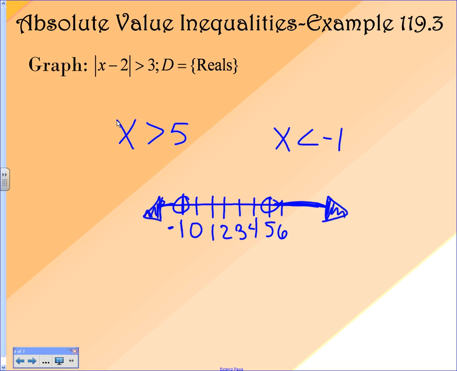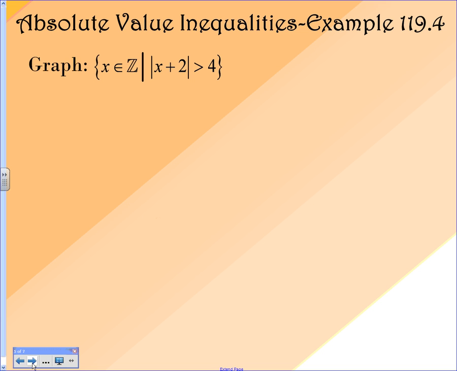If it's a negative number, an absolute value is always greater than a negative number. You don't even have to work them out. If you have absolute value is greater than a negative number, absolute value is always greater than negative. So you don't even have to work them out. Okay? Looking at another one.